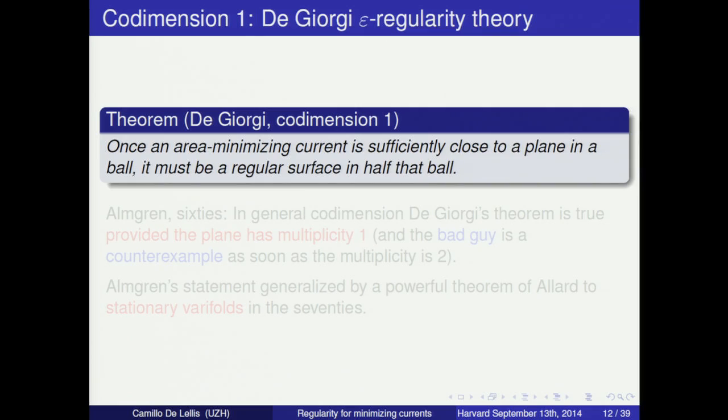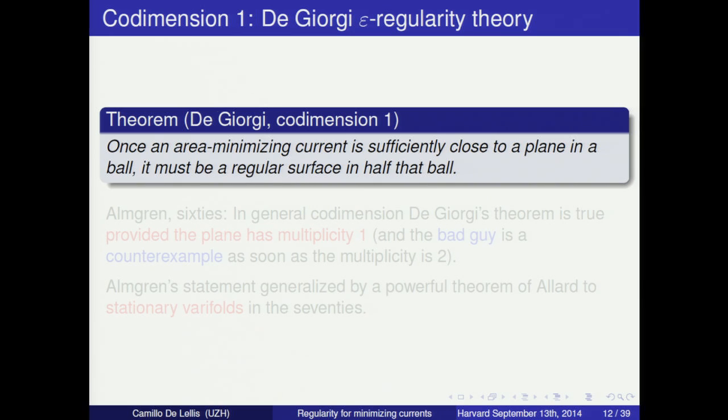OK, so now let me tell you what happens in codimension 1. In codimension 1, De Giorgi proved that as soon as you have one weak tangent which is flat, you're actually regular around this point. And this is maybe the first epsilon regularity theorem that you find in a geometric analysis problem. It's surely one of the very first.